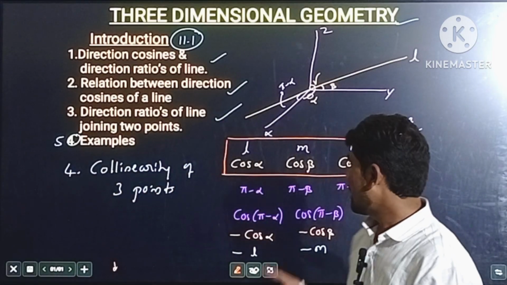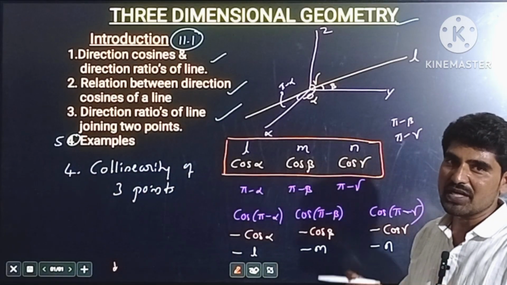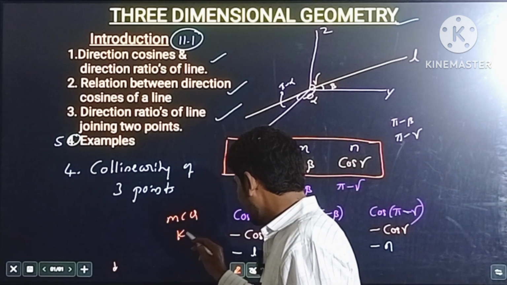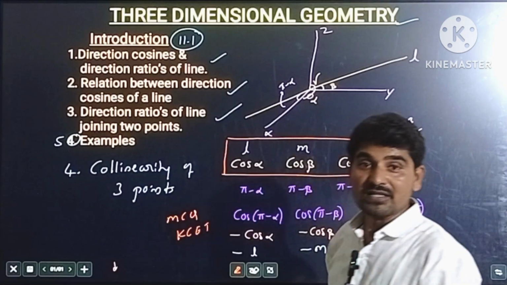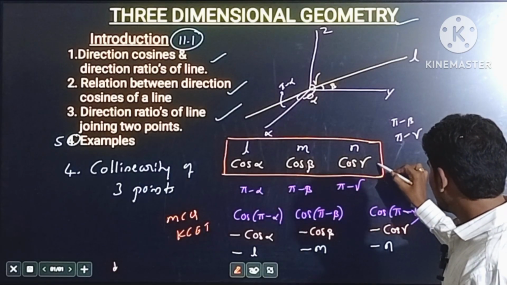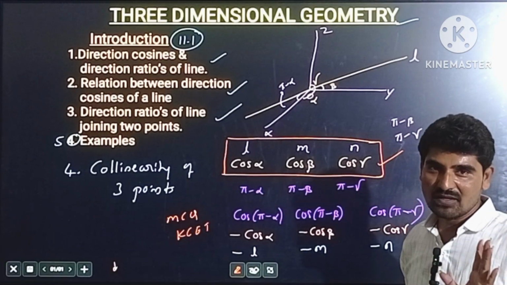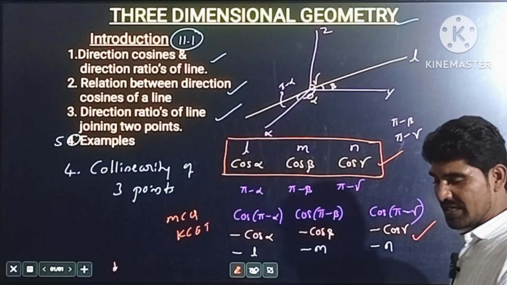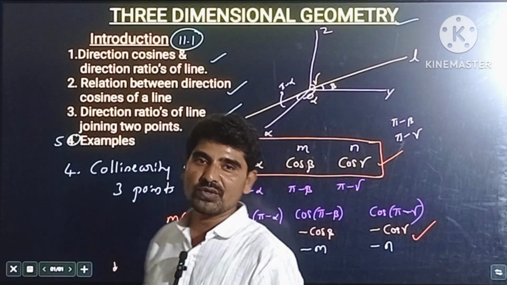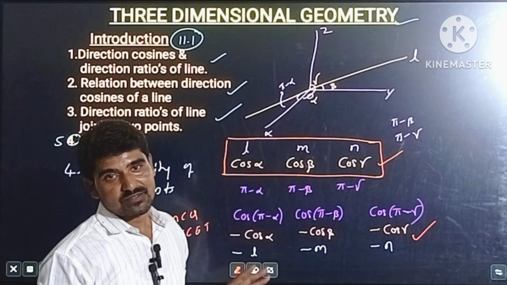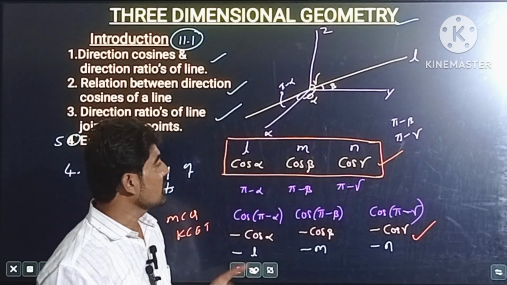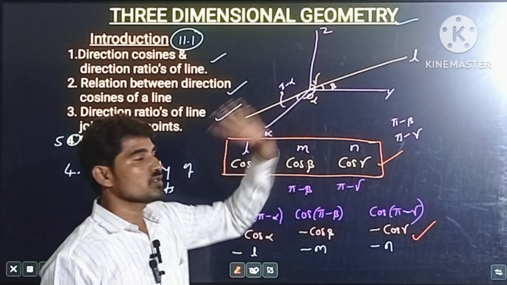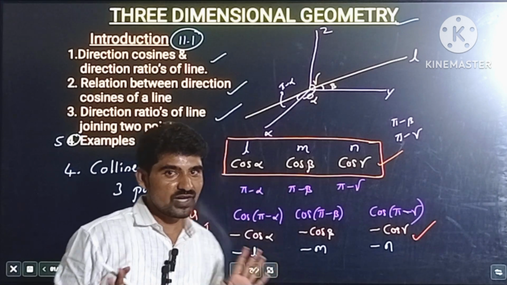But if he asks the direction cosines of a particular line in your MCQ section or in the KCET examination, they may give the first set of direction cosines as one of the options, or they may give the second set of direction cosines as one of the options. So that's why you need to know both the direction cosines. I hope all of you are understanding. You must know how to identify both sets of direction cosines of the given line. I hope all of you understood.